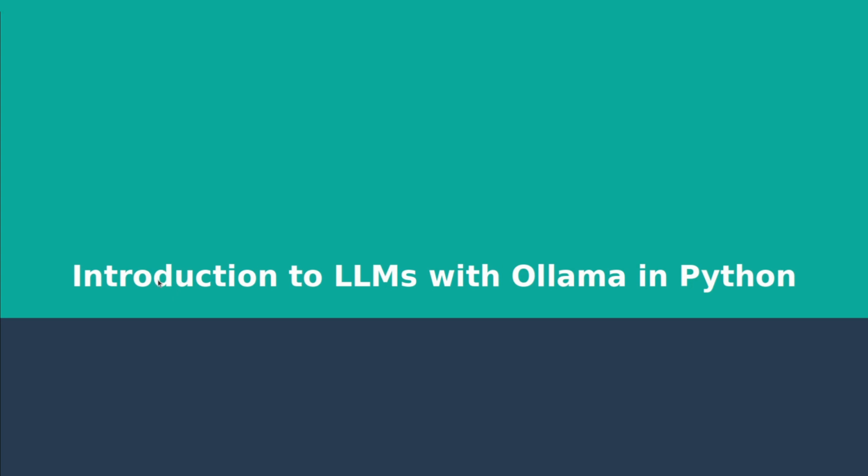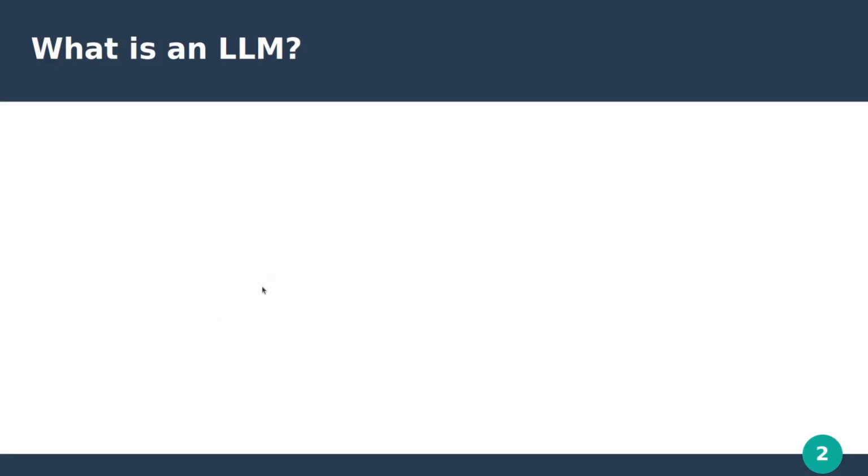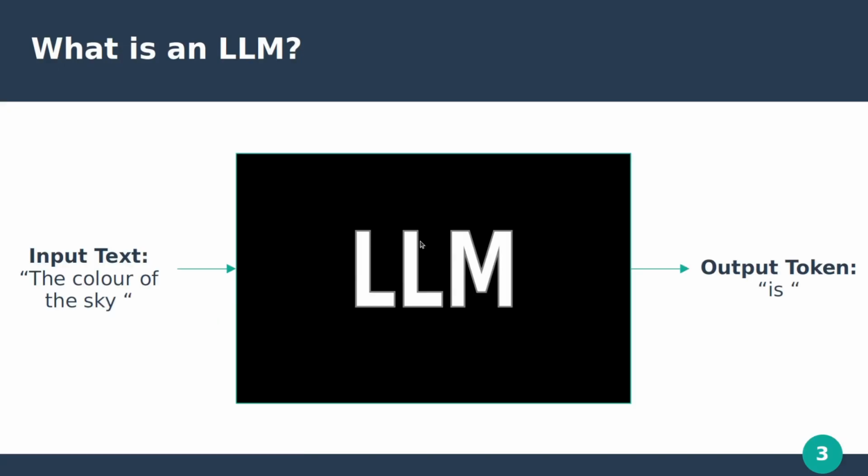Now before we get to actually coding up a simple LLM application, we're going to discuss what exactly an LLM even is. An LLM can be treated as just a black box that takes in some input text and outputs the next small bit of text. So you can feed it in the color of the sky and it'll output is.